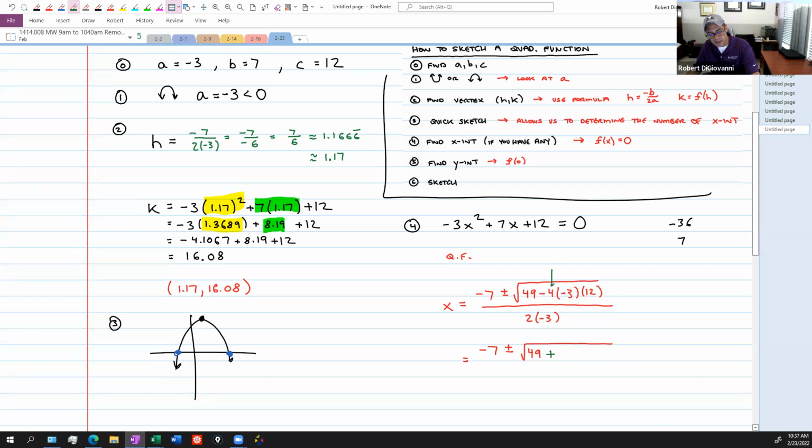And then I just take these numbers. I don't even care about their signs. I multiply those numbers together. So I do 4 times 3 times 12. That would be 144. And then I divide the whole thing by negative 6.